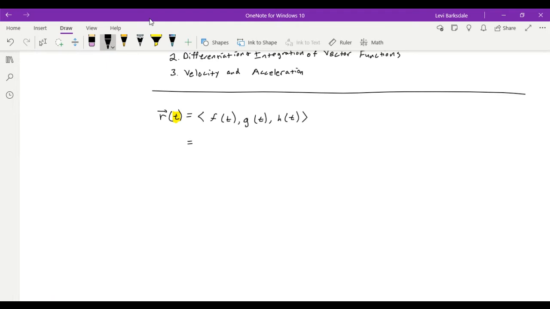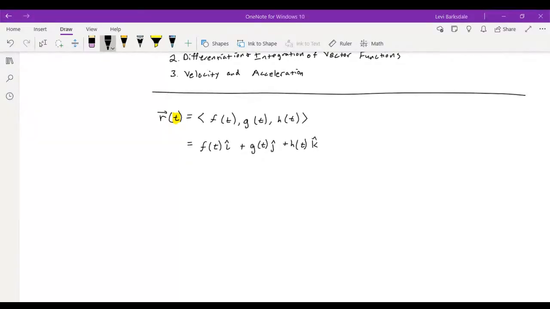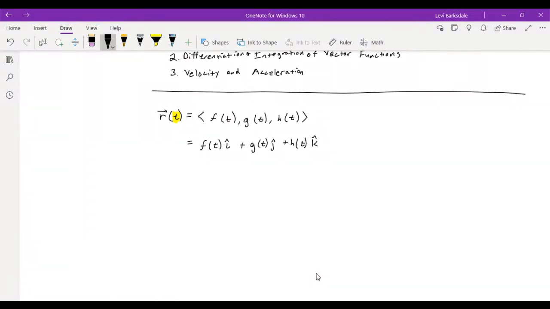You might also see it written as f of t times your first unit vector i hat plus g of t times your second unit vector j hat plus h of t times your third unit vector k hat. So that is one way you might see your vector valued functions written. A vector valued function is basically the space curve traced by the tip of the vector f of t, g of t, h of t.